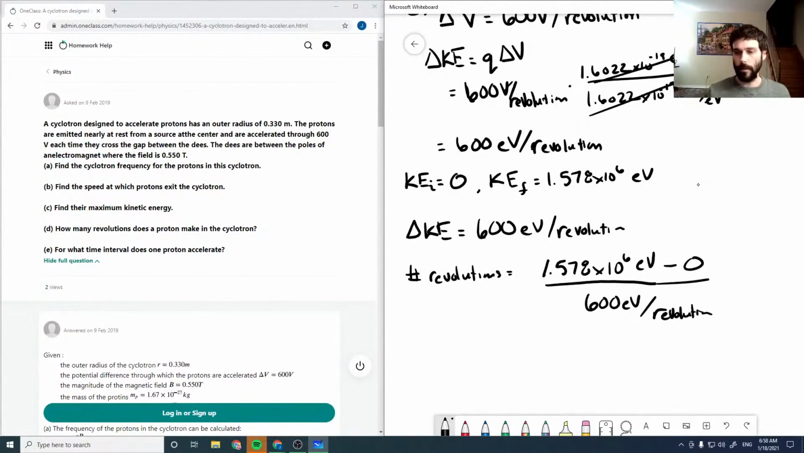Now, revolution isn't really a real unit, but I'm just keeping it around so that we can work with it to calculate our number of revolutions. And so we see that the eVs will cancel, and we'll have revolution upstairs. So that means this little equation is correct. And if we do this math, it comes out to 2629.6 revolutions, or 2629 full revolutions.